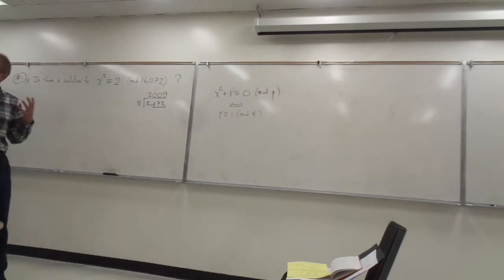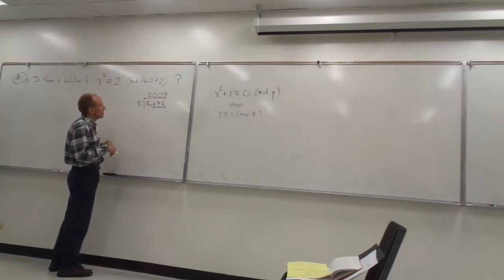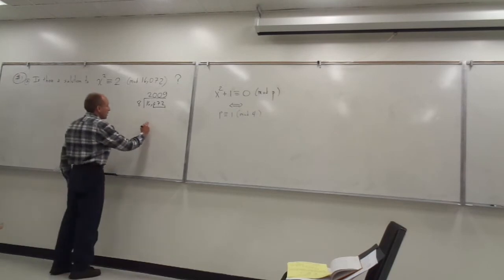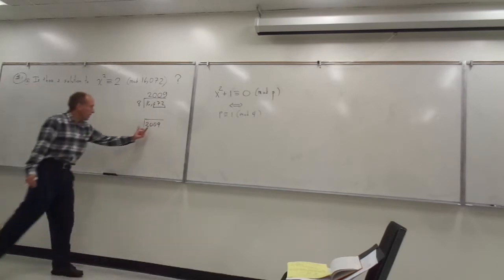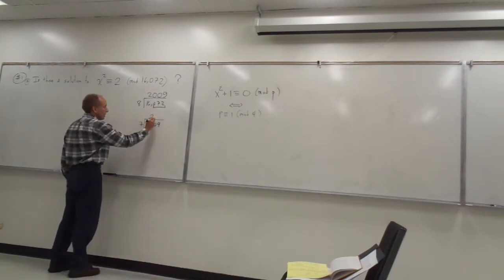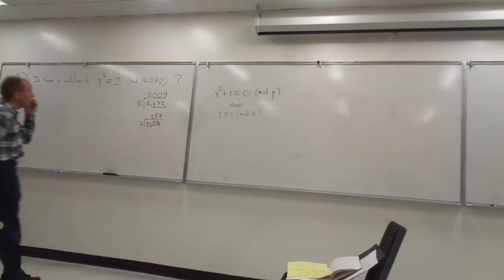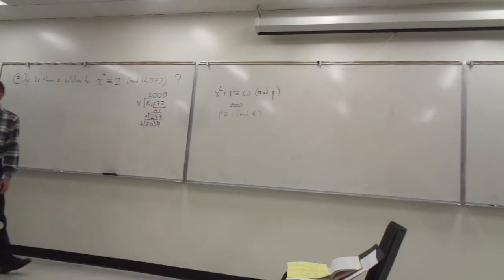I have to look at 2009 and see whether or not that number has any prime factors as well. So we can look at that. Does this thing factor? Well, I don't know. It's obviously not divisible by 2 or 3 or 5. Maybe it's divisible by 7. Let's try it. Oh, it is. 7 goes in there 287 times, all right? And then 287 is actually also divisible by 7, goes in there 41 times.